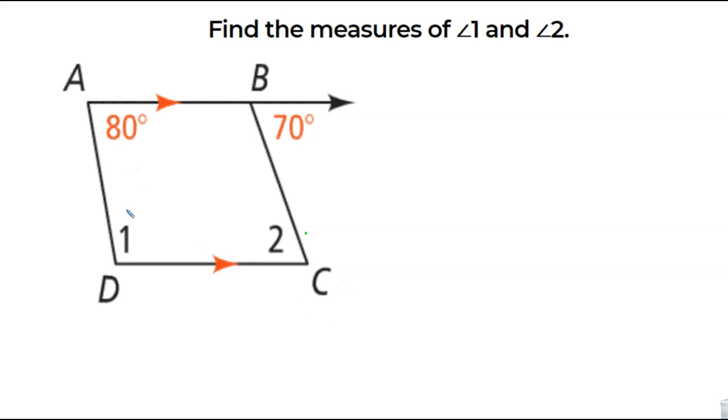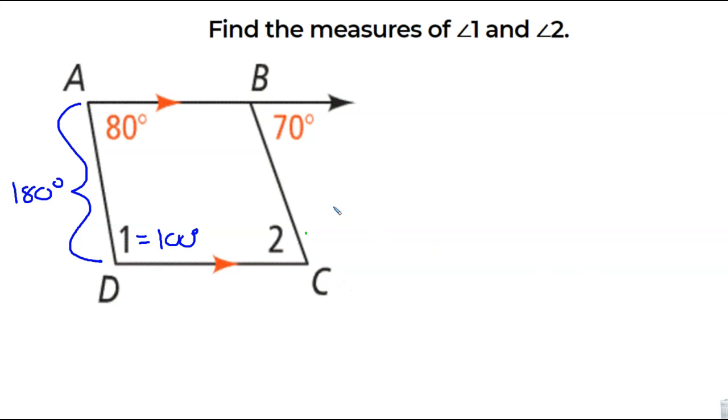Starting off with the 80 and the 1, notice they're on the same side of the transversal, same side of AD, and also between the parallel lines. So I'd say they are same side interior angles. Now I know that when my lines are parallel, same side interior angles are supplementary. They have to add to 180 degrees. Meaning that if I take 180 minus this 80, angle 1 has to be 100 degrees to make them supplementary. So when our lines are parallel, same side interior angles are supplementary.